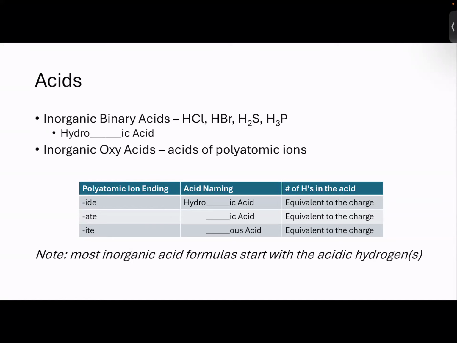If your polyatomic ion ends in ite, then the ite becomes ous acid. You replace the ending with ous. So sulfite becomes sulfurous acid. Nitrite becomes nitrous acid. Now, whether it's the binary inorganic acids or the oxyacids, the number of hydrogens is going to be equivalent to the charge on the anion.